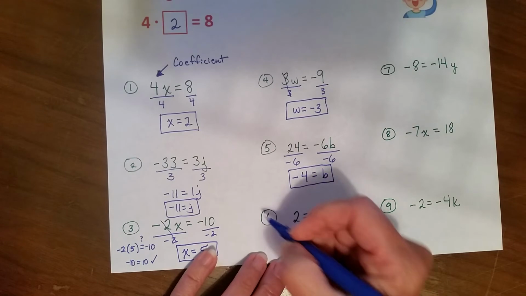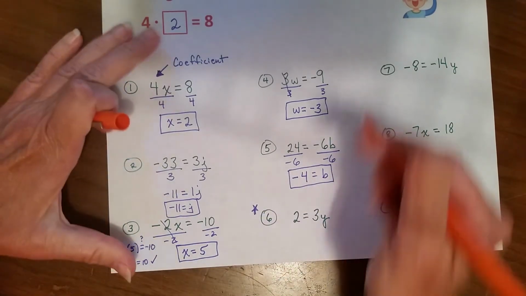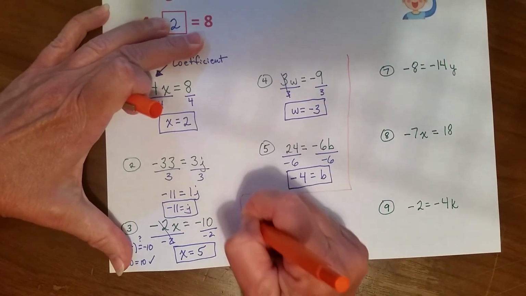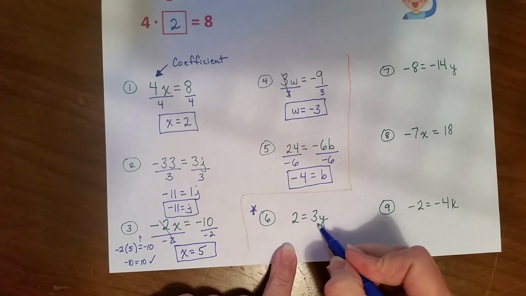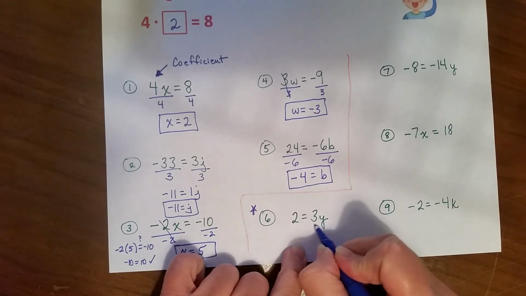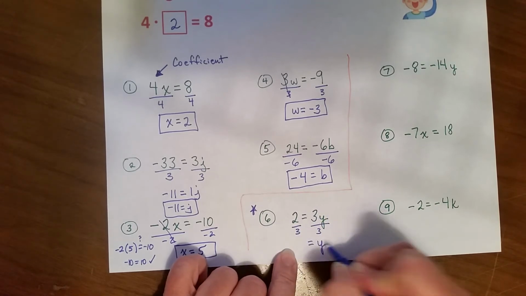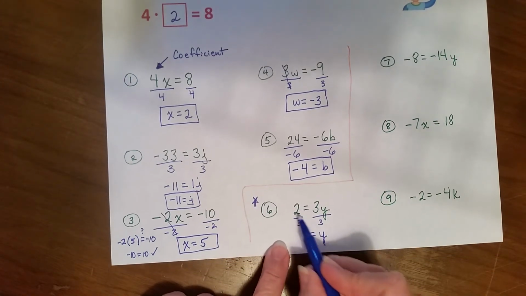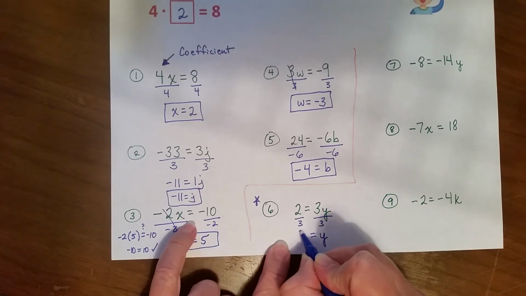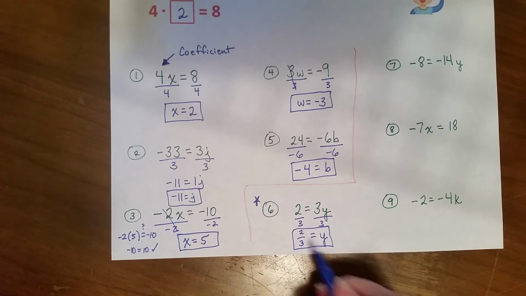Okay, now number 6. This is where things start to get a little bit different. So I'm going to put a little dividing line in there. Here, when I divide by the coefficient of y, I divide by 3, I divide by 3. 3 divided by 3 is 1, so I just get y. Here, this does not divide evenly. So what you're going to do on Delta Math is leave it as a simplified fraction. So you're going to put your answer in as 2/3. Simplify the fraction.